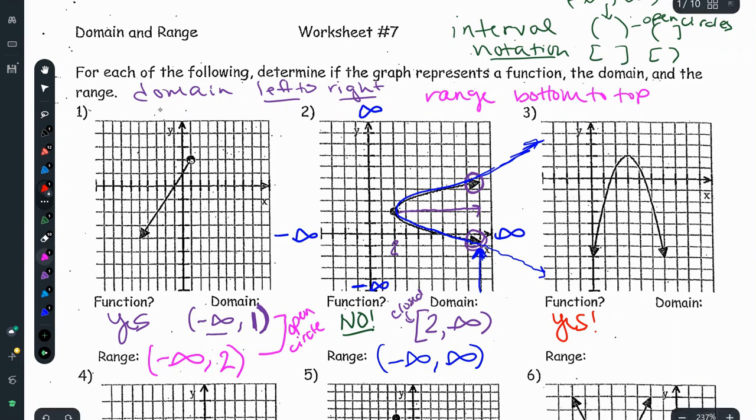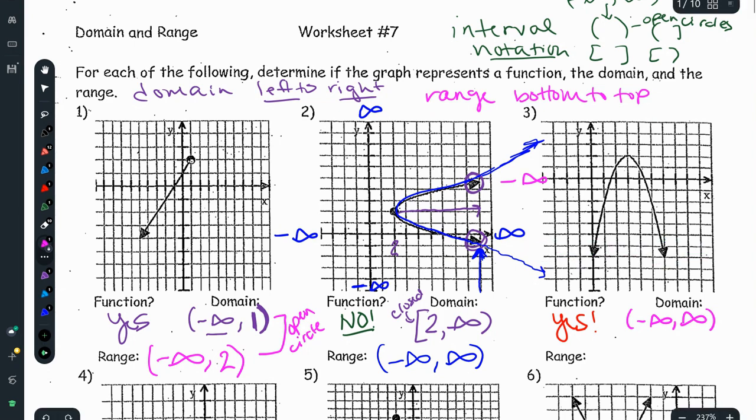For the domain, I'm going to go from left to right. So as I go from left to right, the first thing I hit is an arrow. So that means that I'm going to go to the left forever. Now remember, forever left is negative infinity. So my domain starts at negative infinity. And then as I continue to the right, the last thing I hit is also an arrow. So that means I'm going to keep going forever right, and forever to the right is infinity.